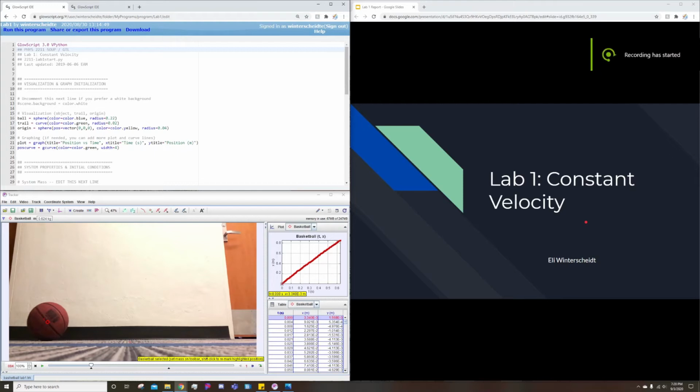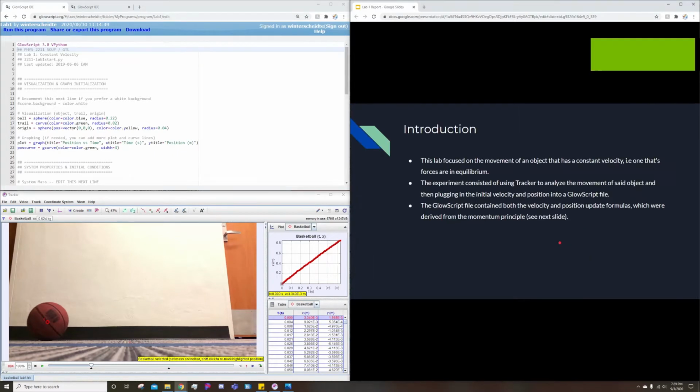Hi, I'm Eli Winterscheidt, and this is Lab 1: Constant Velocity. This lab focuses on the movement of an object that has constant velocity, so one that has a net force of 0 or is in equilibrium. In this case, as you can see in the Tracker window, it's a basketball being rolled along the ground. The experiment consists of analyzing the data in Tracker and then comparing it to a model made in Python.